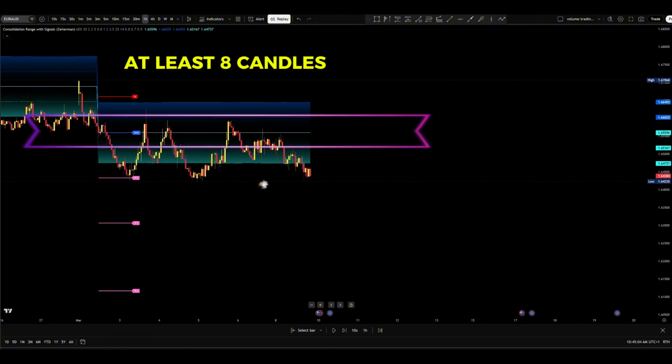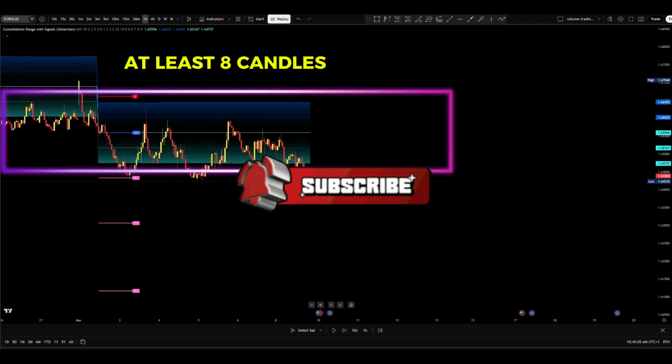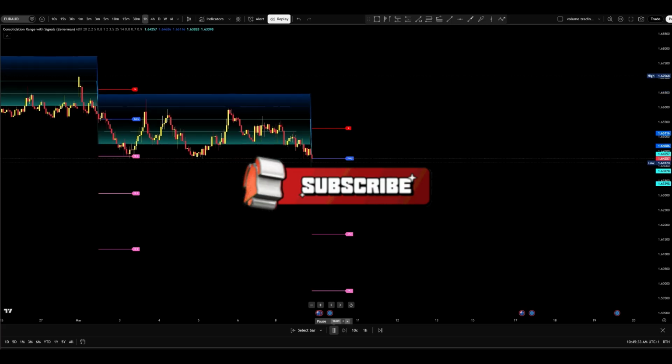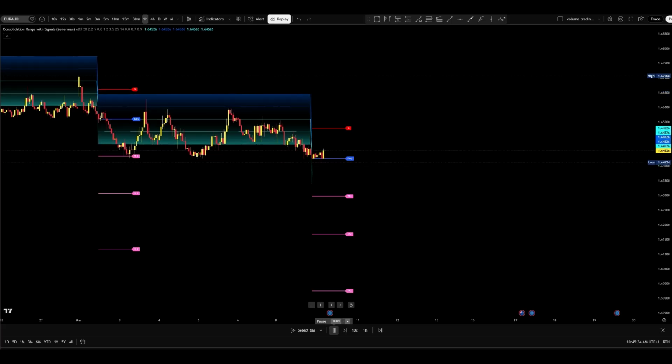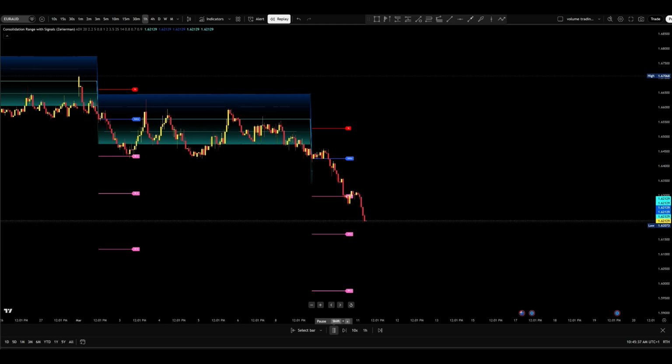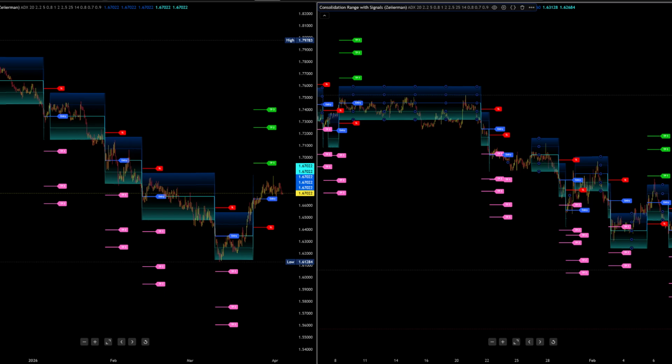Here's how to trade it. Wait for the box to fully form. You want at least 8 candles inside the range. Look here. Price compresses. The box forms. The breakout candle closes. The entry triggers. Momentum expands. TP1 gets hit. TP2 gets hit. Clean move. No guessing. Just structure.